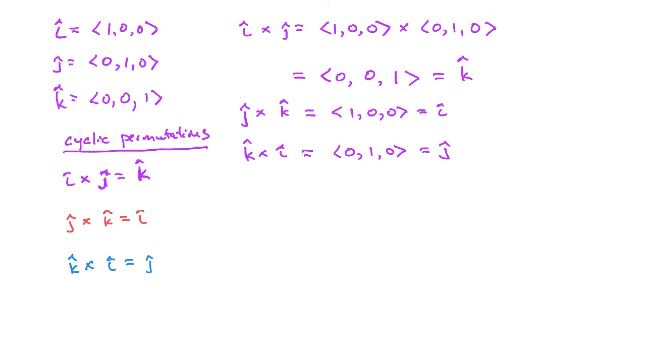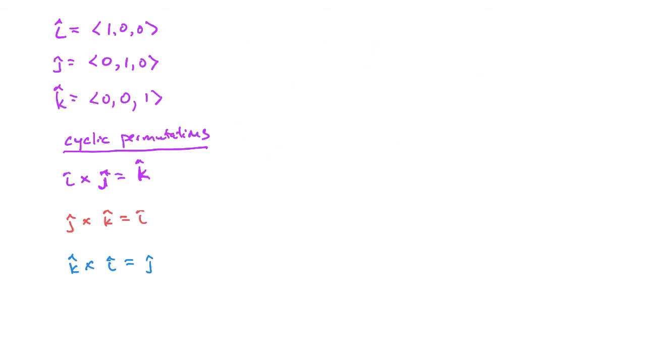But then also from one of our properties, we have that if we switch the order of our vectors, it introduces a negative sign. And so if we know that i cross j gives us k, then we know that j cross i is going to give us a minus k. And likewise, if we know that j cross k gives us i, then k cross j is going to give us a minus i. And finally, if k cross i gives us j, then i cross k is going to give us a negative j.